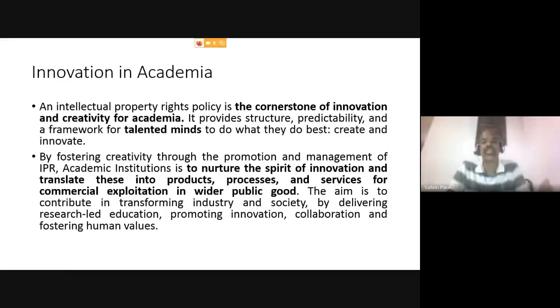We have to foster creativity of intellectual property rights through promotion and management of IP in academic institutions. So this is very important. So research-led education, promoting innovation, collaboration and fostering human values are certain values that are trying to be developed in every academic institution by fostering creativity and promoting and managing intellectual property rights. Already I have explained in the first part how UGC, NIRF, the new education policy and the national education policy 2016, etc. are now making academic institutions. It is very imperative for academic institutions to promote and manage IP.